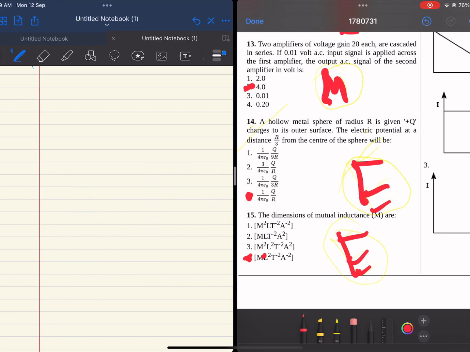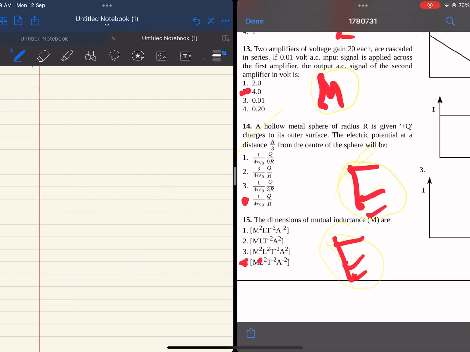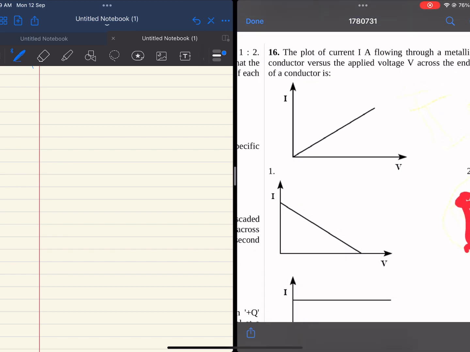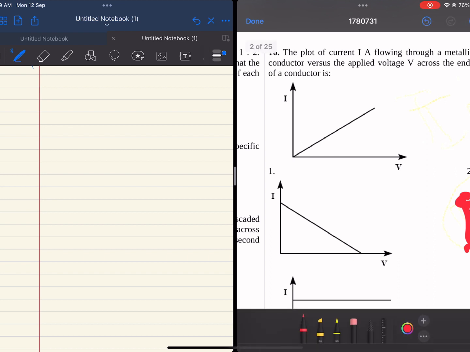Moving on to the 16th question. The 16th question is a direct question based on Ohm's law. You know V is proportional to I at a particular temperature for a metallic conductor with uniform cross section. So the answer for this will be option number 1. That is, the I versus V graph, which is a straight line.